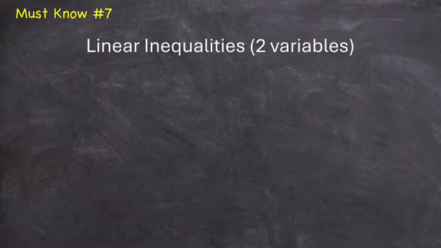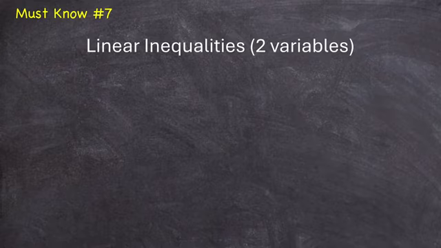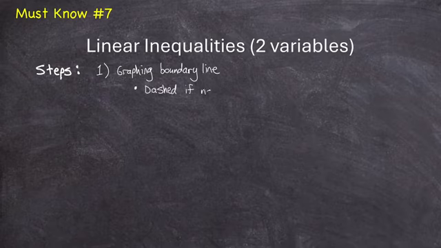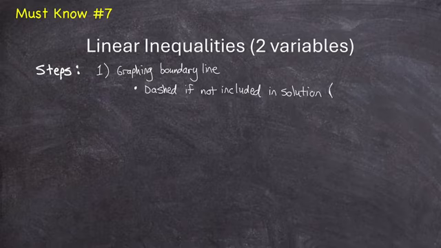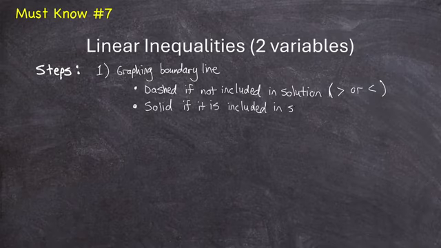Must know number 7. Linear inequalities with 2 variables. Up until now, all of the inequalities we've solved have just had one variable, and we could describe the interval of values for that variable that satisfies the inequality. But when we have 2 variables in our inequality, how we solve it is by first graphing what's called the boundary line, which will be a dashed line if it's not included in the solution set, and that will happen when the original inequality is just a greater than or less than symbol, but it will be a solid line if it is included in the solution set.